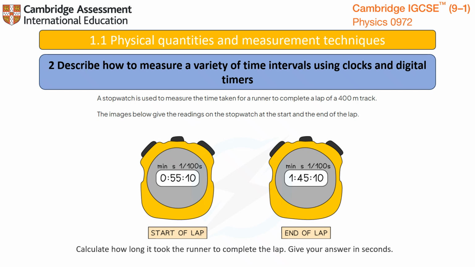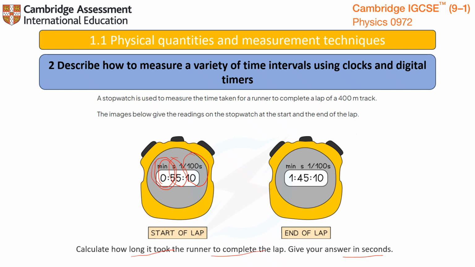A stopwatch is used to measure the time taken for a runner to complete a lap of 400-meter track. The images below give the readings on the stopwatch at the start and the end of the lap. So we are asked to calculate how long it took the runner to complete the lap. Give your answers in seconds. So here we need to be very careful about the units. The first digit is minutes, the second digit is seconds, and the third digit is 1/100th of a second. So let's write it down.